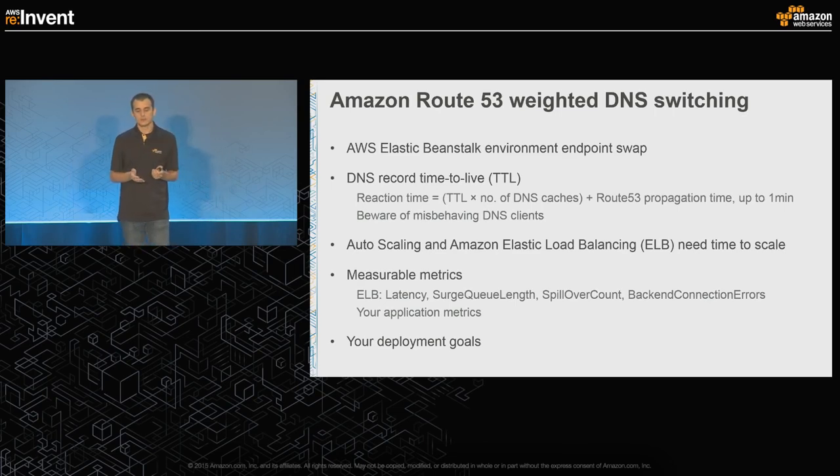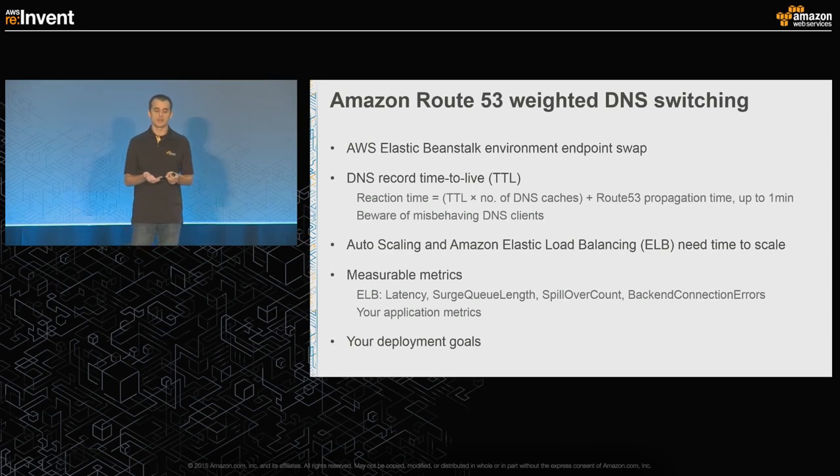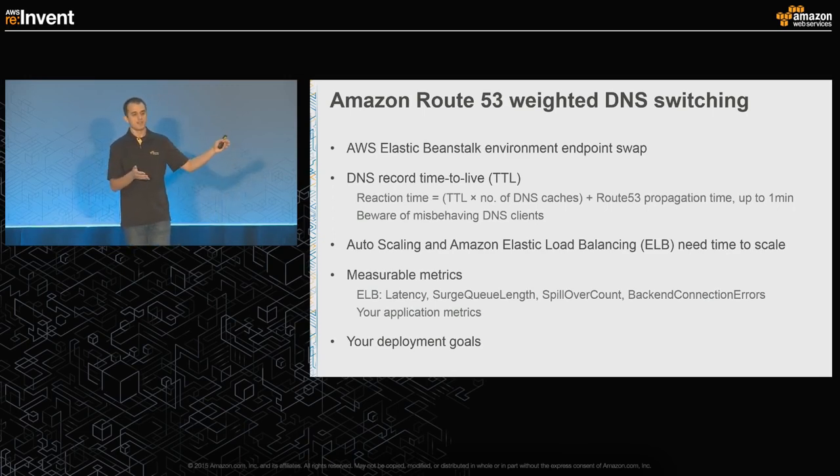One thing to keep in mind, though, when we're dealing with DNS is we need to factor in the DNS time to live. So that is essentially the amount of time your DNS client will cache the results of a DNS query until it asks the upstream DNS servers for updated IP addresses, right? So that builds up a reaction time, which is the time to live times the number of DNS caches that are in your path, plus the Route 53 propagation time, which means that realistically, even if you make a switch, the traffic is not going to be flowing instantly according to the weighting that you're giving it, right?